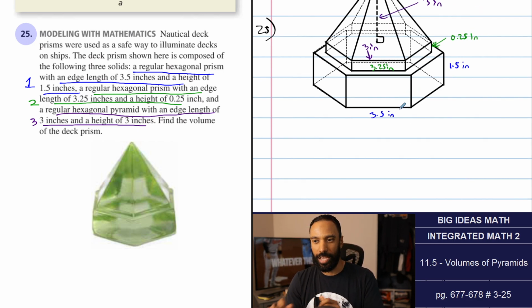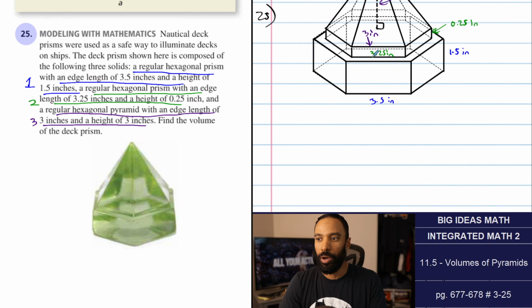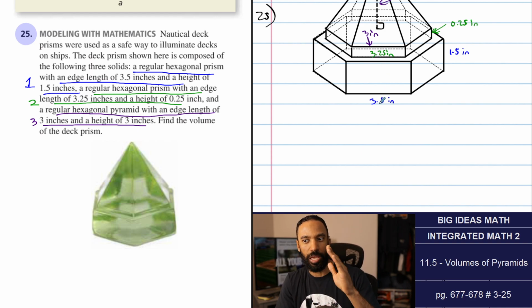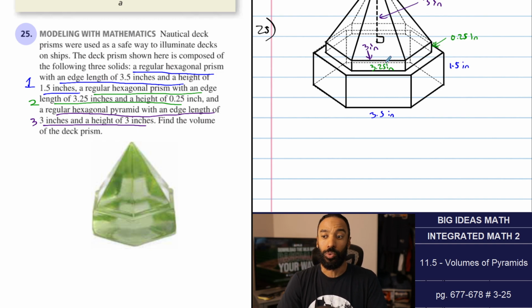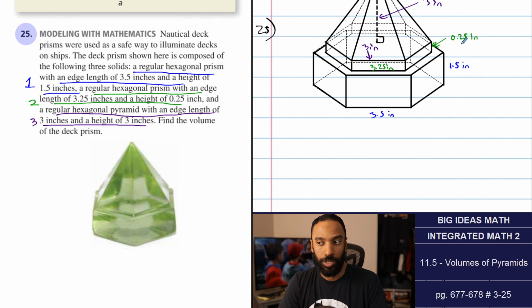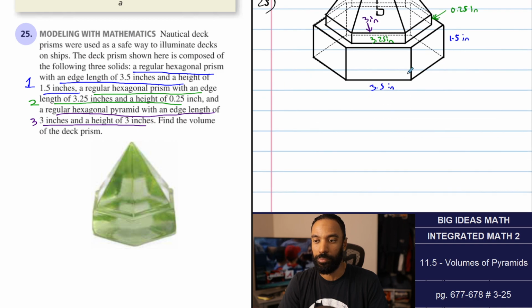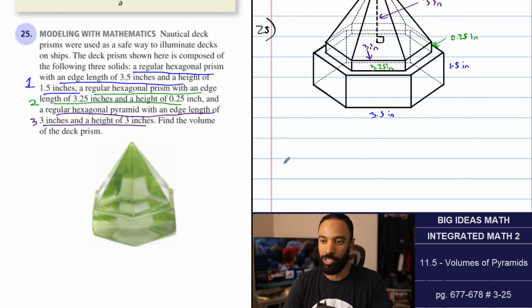So when it comes to the hexagon stuff, it's going to take a little bit. But hopefully the concepts of all the things will be the same. Whatever the 3.5 is, the 3.25 is going to do the same thing. The 3 is going to do the same thing here. You could do... Oh, no, they changed their ratios here. I was going to say you could do similar solid things.